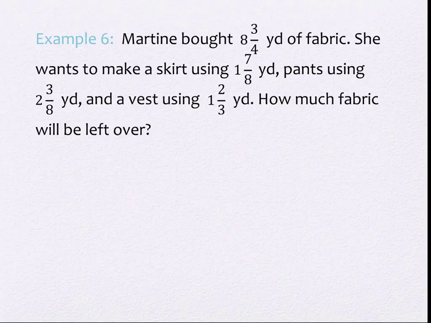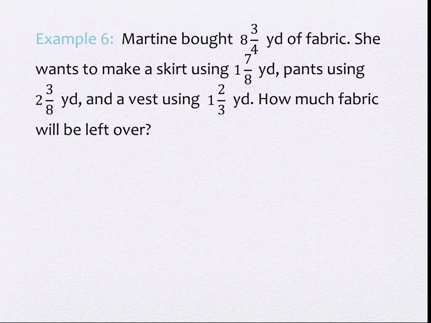Now, truly what Martine's going to do, if she really does this, is that she's going to lay out all the fabric, right, across the floor or whatever, and she's going to cut off these pieces one at a time. So one way that we can do this is we can take 8 3/4 and subtract the 1 7/8. That's what she would really be doing physically. And then we can subtract the 2 3/8. And then we can subtract the 1 2/3. And that's totally fine. There's nothing wrong with that approach.